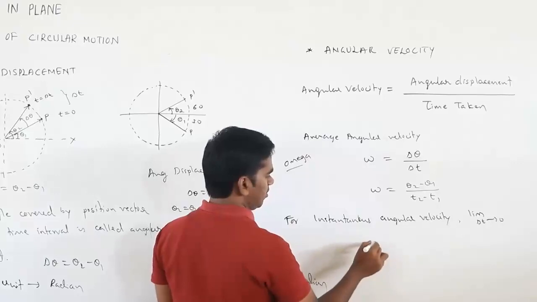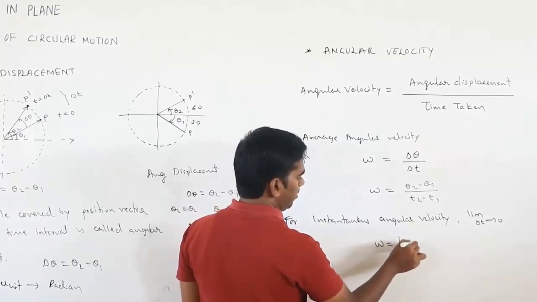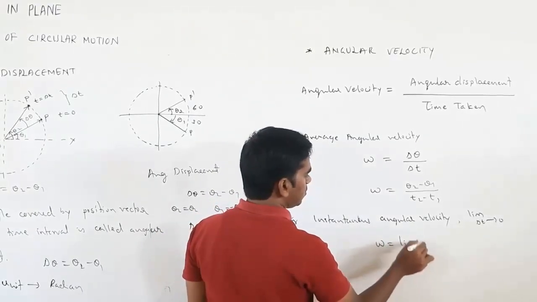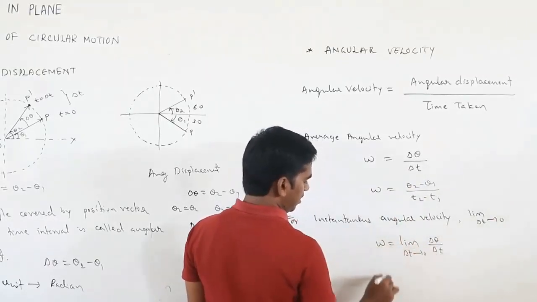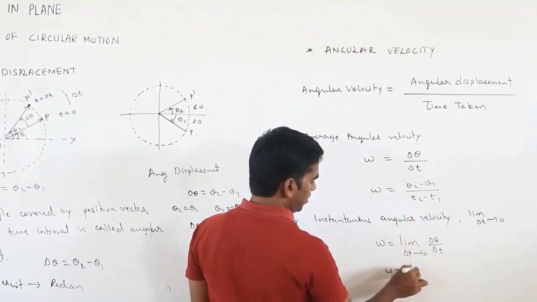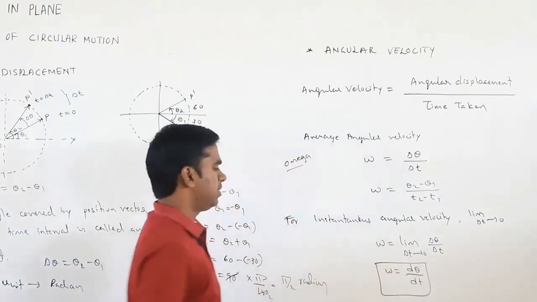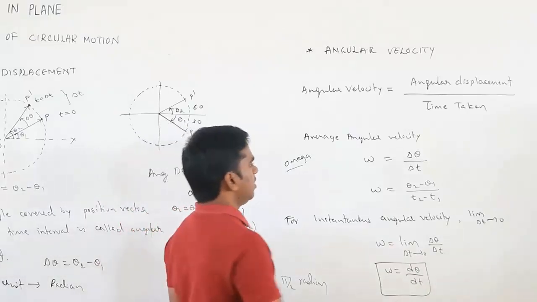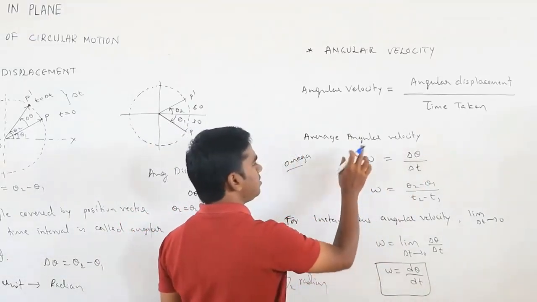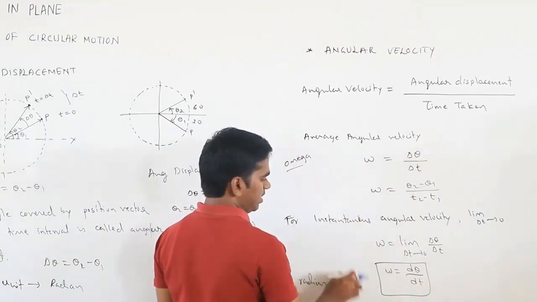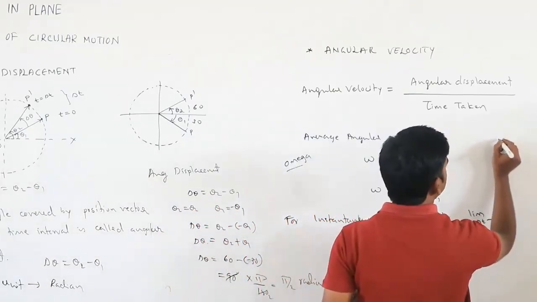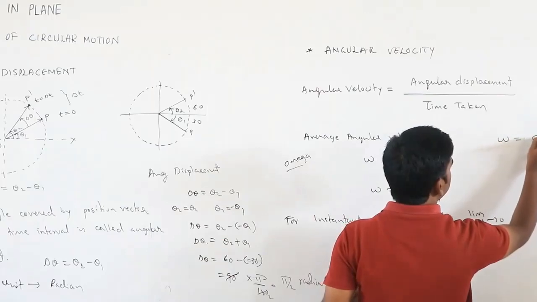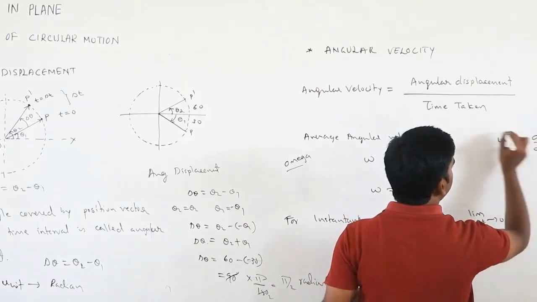So if you apply that, omega equals limit delta t tends to 0 of delta theta divided by delta t. So omega equals d theta by dt. Remember this formula, it is very important. The earlier one is for average velocity; for instantaneous velocity, omega equals d theta divided by dt.